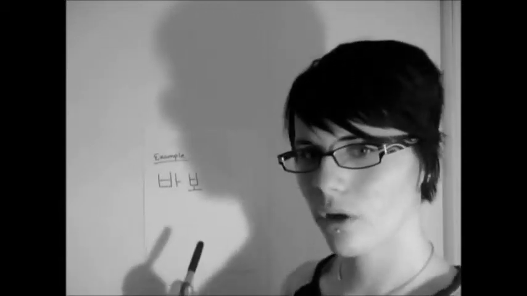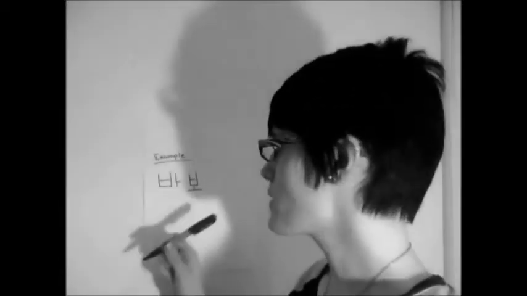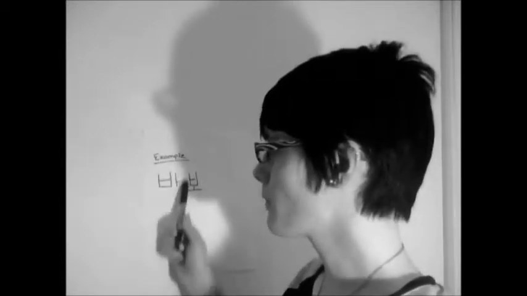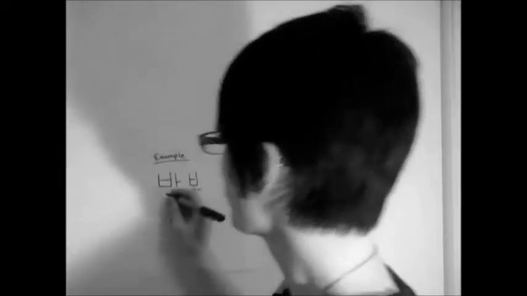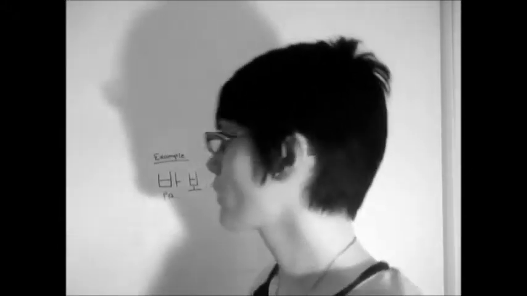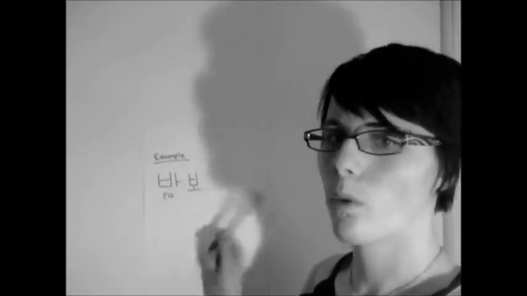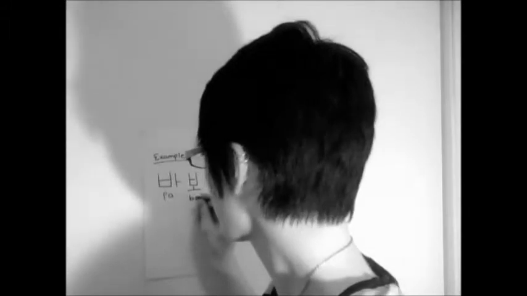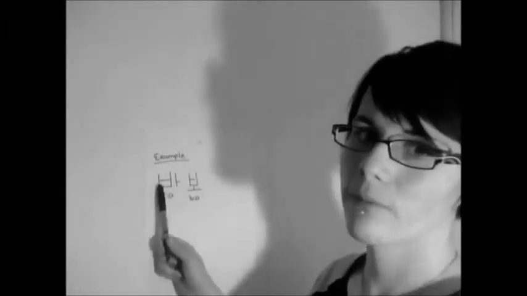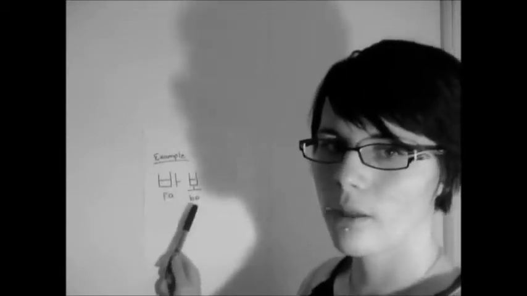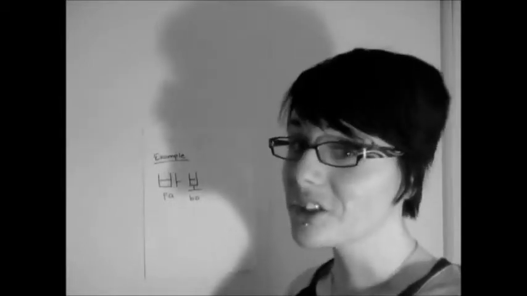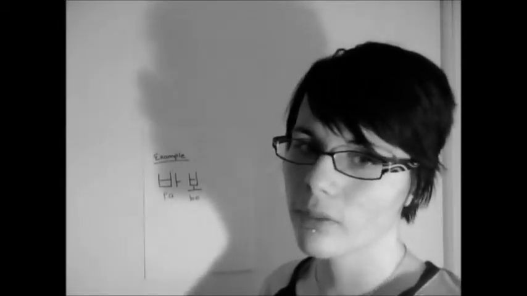This Korean word is a really good example of this because this character here says Pa, and this character here says Bo. And you can see that there are two Bieups here. This one says P, and this one says B. I don't think I should be teaching anybody this word, but Pabo is Korean for fool or idiot.